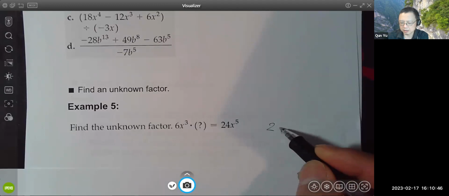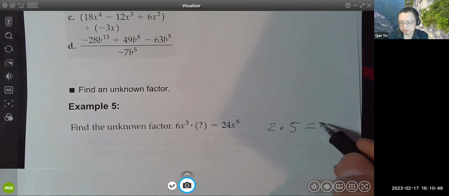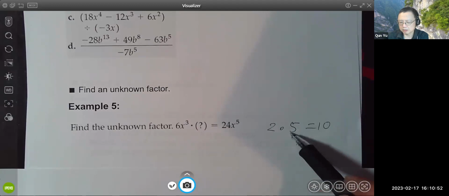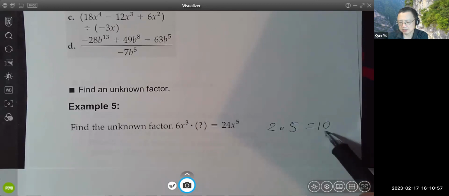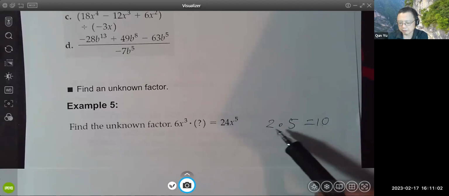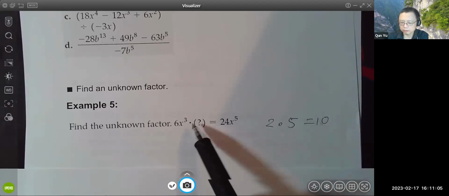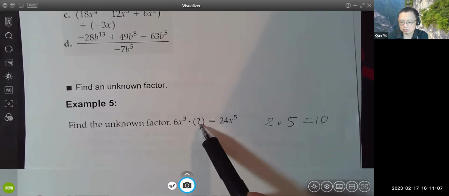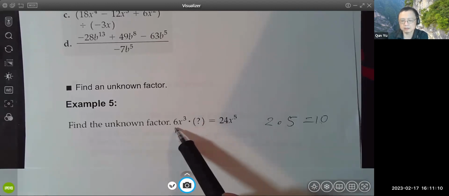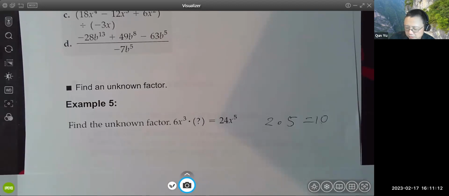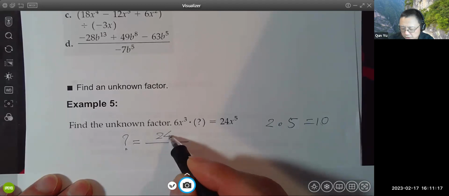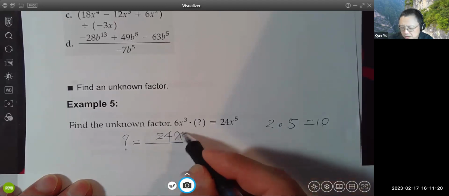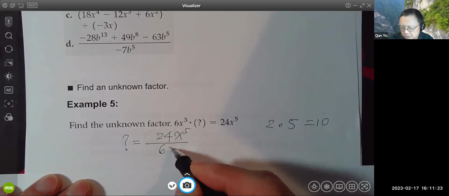Now this kind of problem actually is very easy to solve. If you realize this, say 2 times 5 equals 10, right? If one of these is missing, how do you find it? You divide by the other factor. So using the product divided by one factor, you get the other one. 10 divided by 5, guess what? You get 2. 10 divided by 2, you get 5. So to find out the missing factor, it's just using the product divided by the other factor. So let's do it this way. This question mark equals 24x to the fifth, which is the product, divided by the other factor.